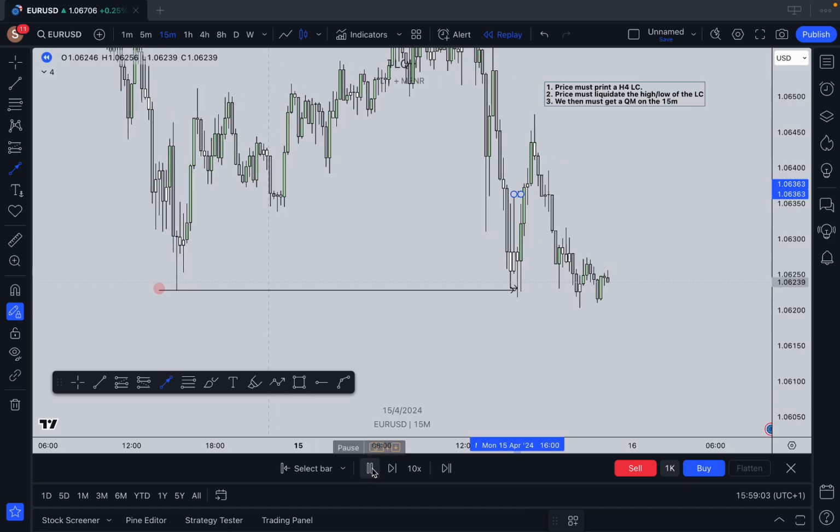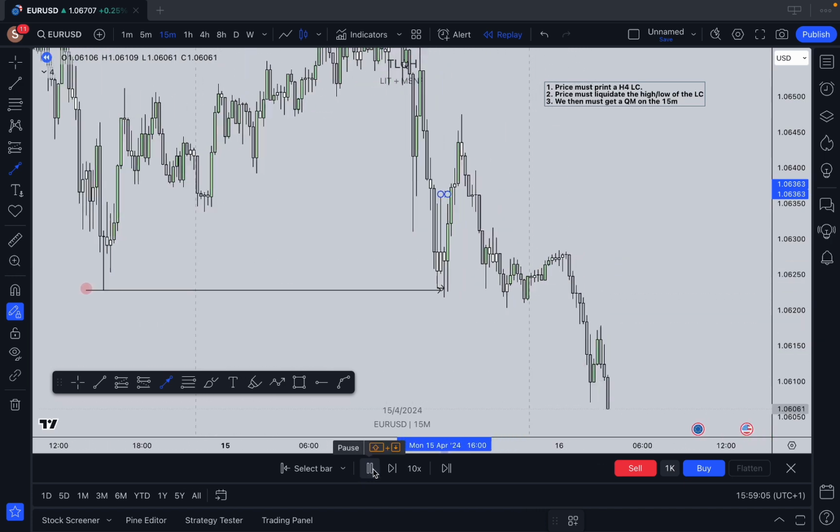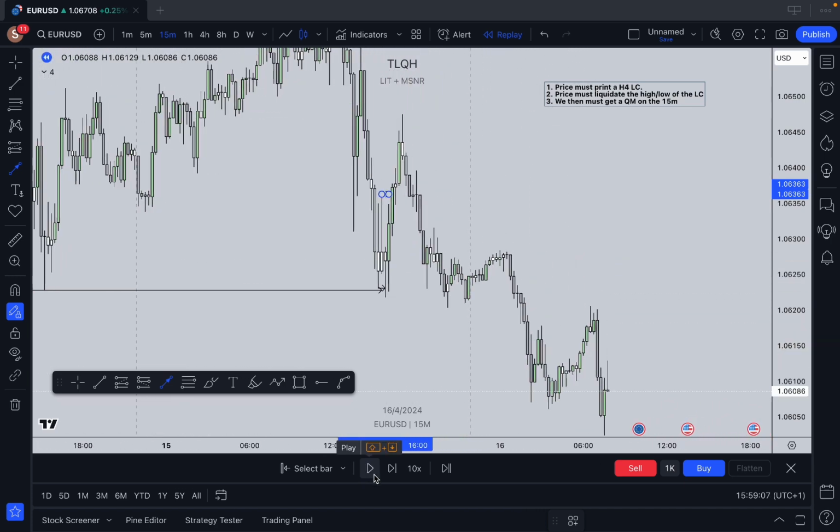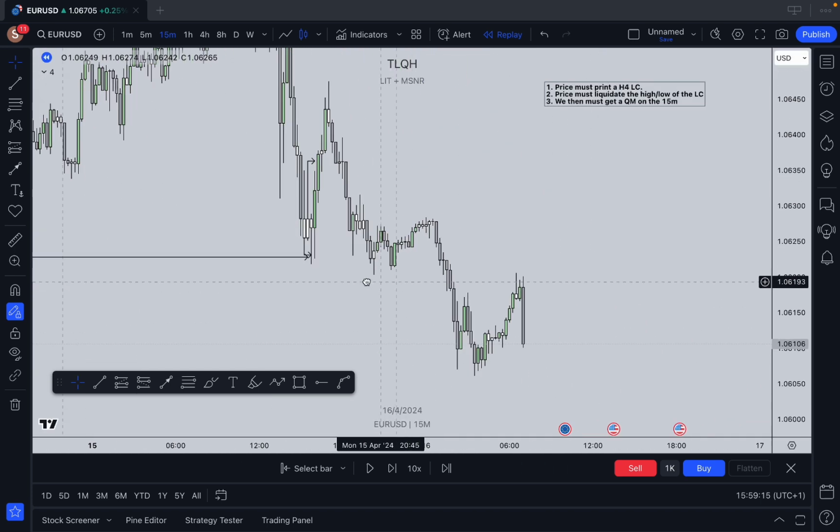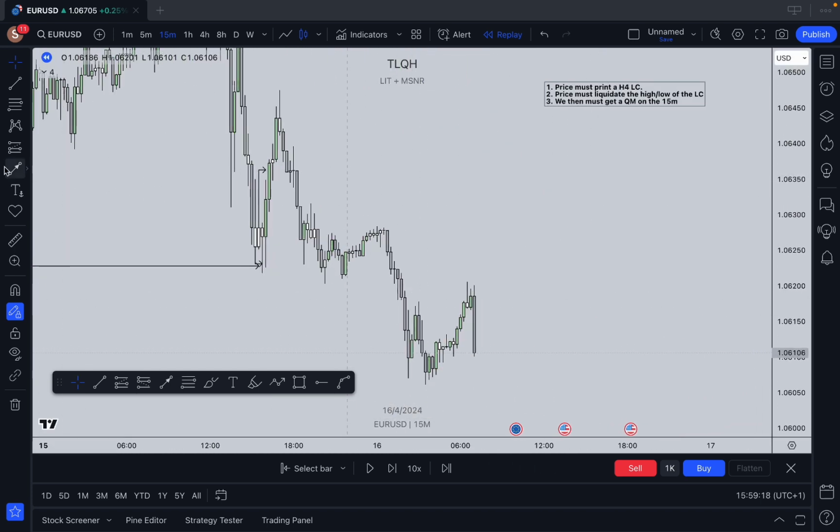However, we need to look elsewhere. I've gone a little bit too quick there, but you can see here that we have then had another QM. We've taken a low out here and we've taken out this high.